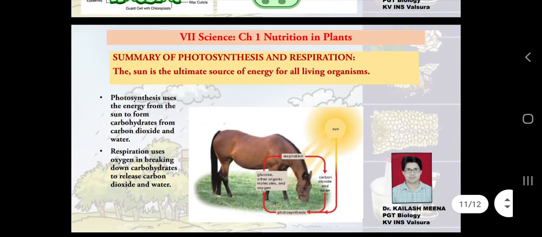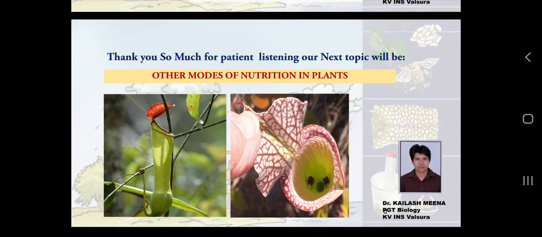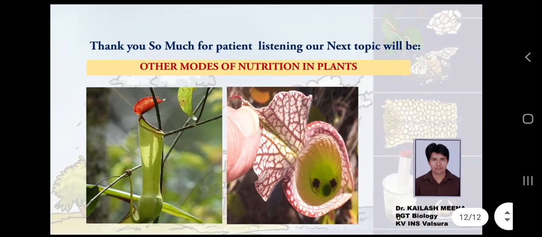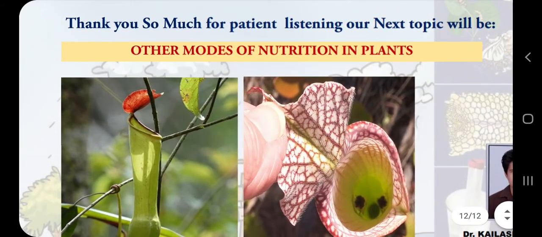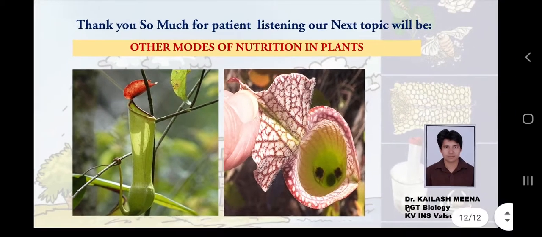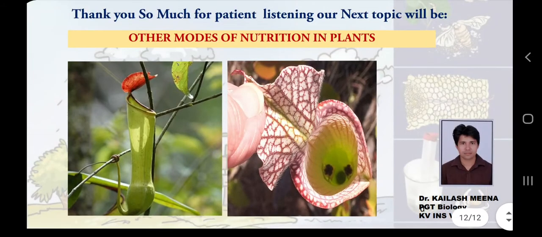So here our topic ends, and the topic of our next video will be the other modes of nutrition in plants. There are other plants also which are not able to perform photosynthesis, or if they are not heterotrophs, they are partially heterotrophs also. There are some plants also which are performing photosynthesis, but sometimes they are not able to get complete nutrition from their photosynthesis. So we will discuss that in our next video.